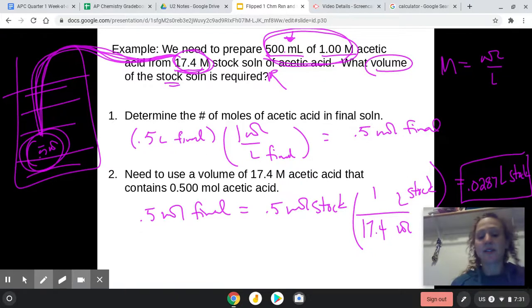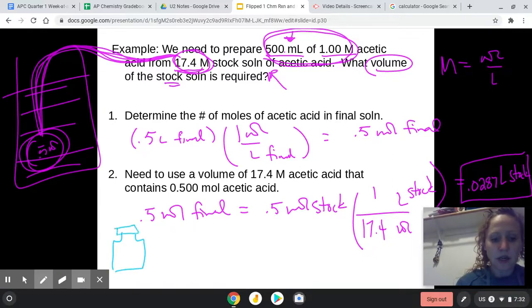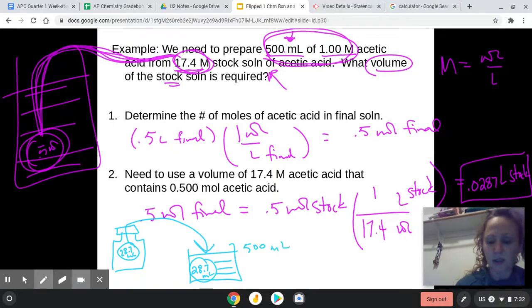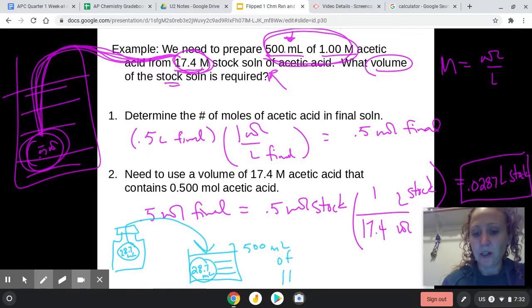So here's what's going to happen. Follow along on the bottom. From my stock bottle, I'm going to take 0.0287 liters, so 28.7 milliliters. I'm going to take that out and put it into a new beaker, 28.7 milliliters. And then I'm going to add water until I get to 500 milliliters. And then I will have the solution that I want, 500 milliliters of 1 molar acetic acid.